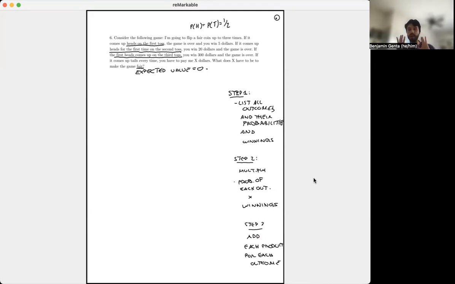And now there's one thing we don't know. We know all the probabilities, which we didn't in the last game. But now what we don't know is the winnings. And I'm asking, what should the winnings be if the game is going to be fair? So let's start with the outcomes.